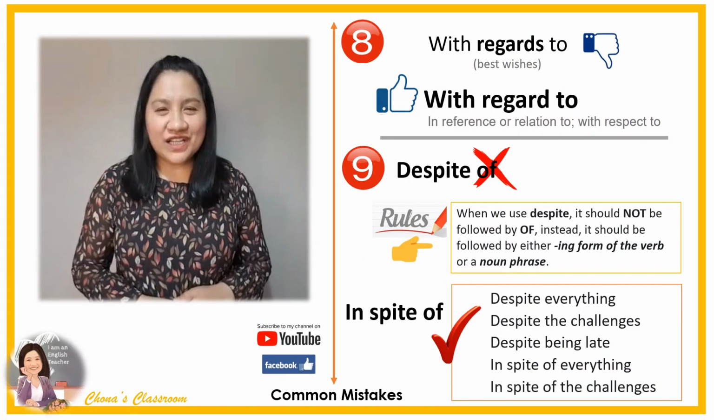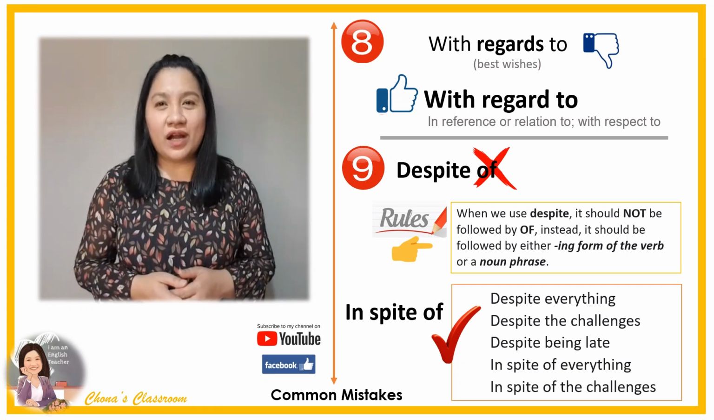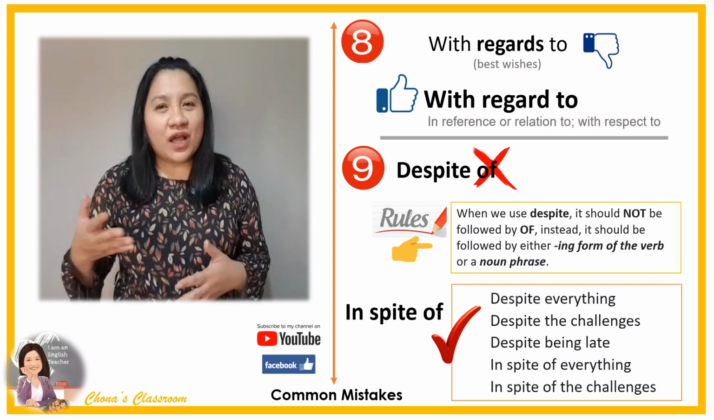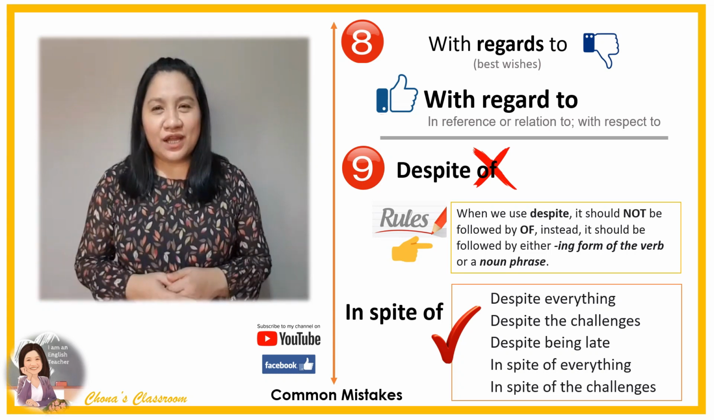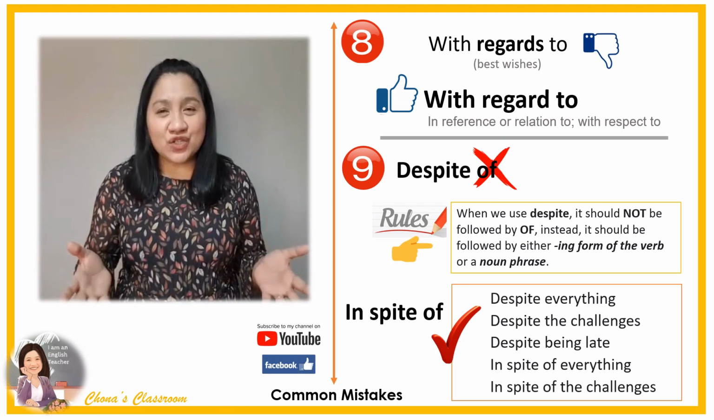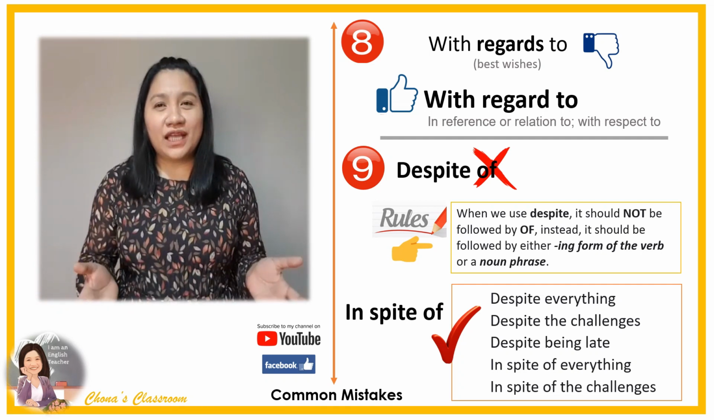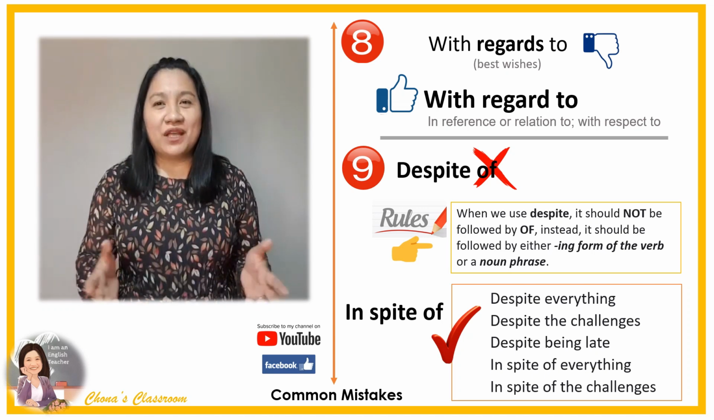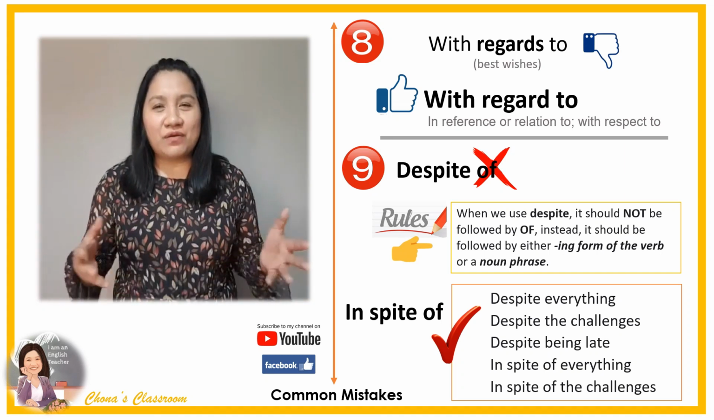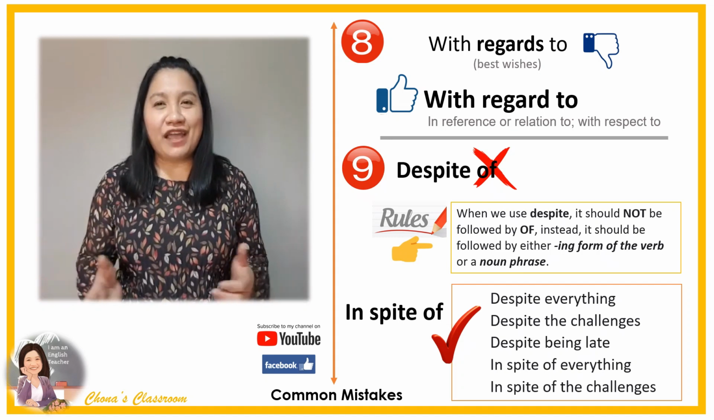Number 8, with regards to. This is incorrect, and the correct form is with regard to. Why? Because regards means best wishes. So when I say regards to your family, what I mean is best wishes to your family. And with regard to means in relation to something or in reference to something. I can still remember when I was working at the call center many years ago and my immediate superior corrected me. I said with regards to my team's performance, and the correct form was with regard to my team's performance. From then on, I've learned from my mistake.